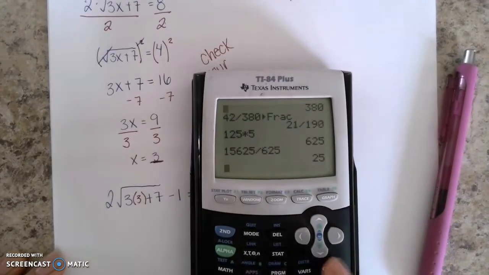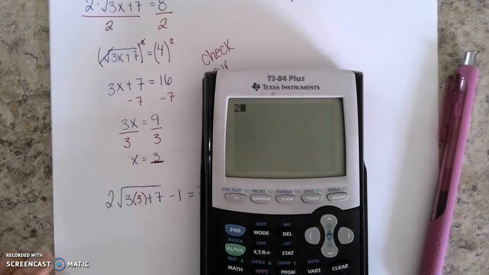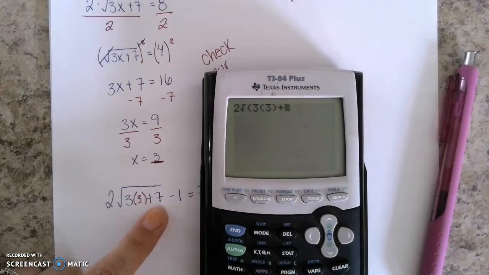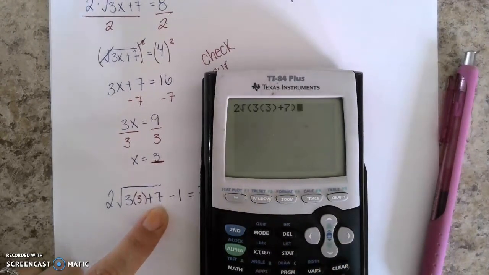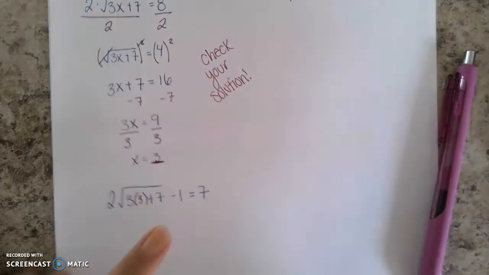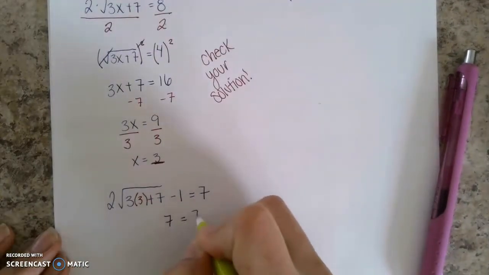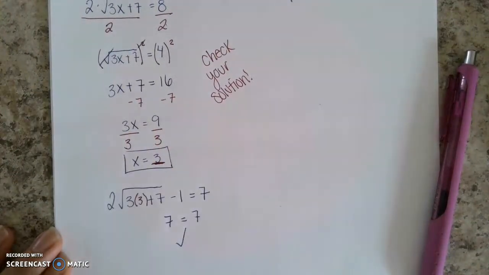You might have one at home, you might not, but either way, you can use your calculator on your phone as well. So square root of 3 times 3 plus 7. And then I need to close my parentheses because that's underneath my radical there. And then I'm going to hit minus 1 for my equation there. And I do get 7. So what I got over here is 7 equals 7. That's true, so I know x does equal 3.